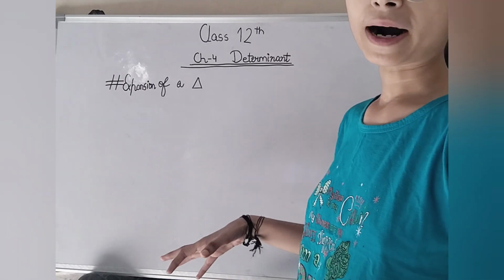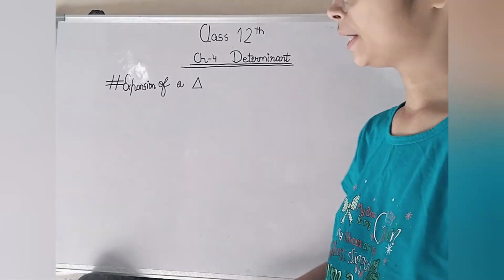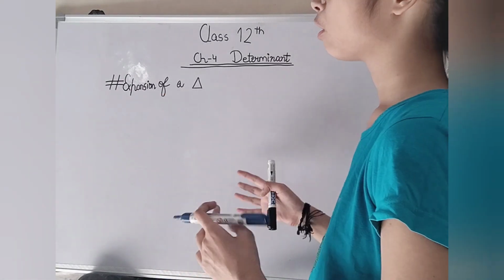So in the previous part we talked about a 2 cross 2 determinant, but we know that a determinant could be of any form.